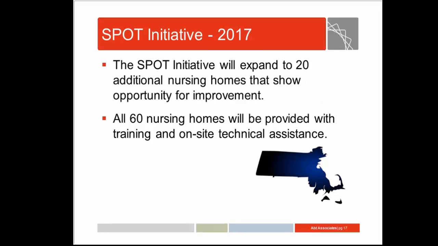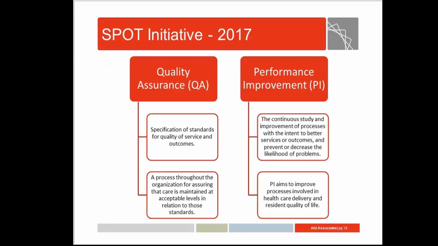So what lies ahead for 2017? The SPOT initiative will expand to an additional 20 nursing homes that show opportunity for improvement. All 60 nursing homes will be provided with training and on-site technical assistance. Robust QAPI programs can help nursing home teams to foster the delivery of quality care, and the SPOT initiative team will work with you and your team to strengthen your QAPI program. Before we talk about how we'll do that, let's take a look at the definition of QAPI.